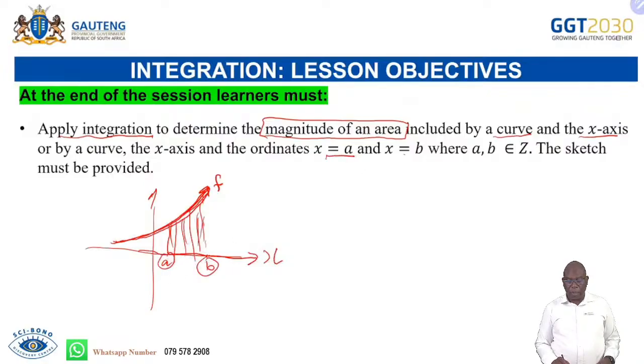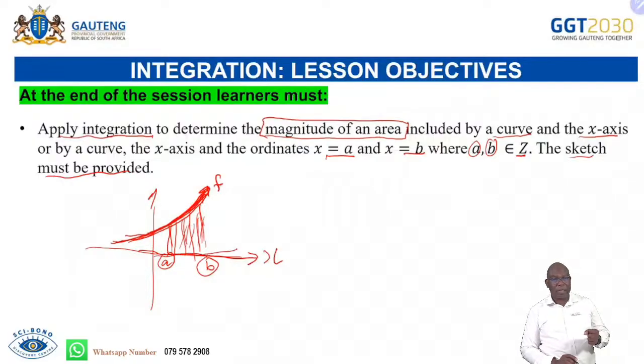You can see it is between A and B, the coordinates that are given. Remember, A and B must be elements of the integers. The sketch must be provided. In other words, the sketch will be provided for you to be able to get the area, because you must see the area that you're going to be looking for. In this case, this is the area between this curve and the x-axis. It must always be between the x-axis, given the 2 points of x, and the curve.